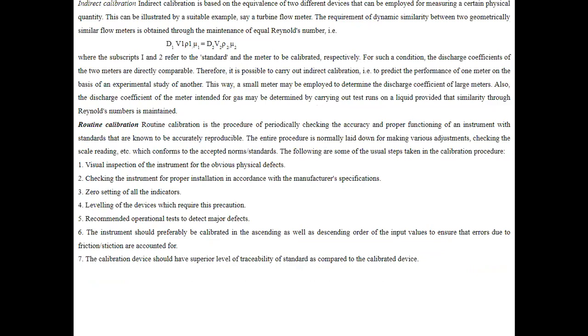Next is indirect calibration. Indirect calibration is used based on the equivalence of two different devices that can be employed for measuring certain physical quantity. This can be illustrated by a suitable example, say a turbine flow meter. The requirement of dynamic similarity between two geometrically similar flow meters is obtained through the maintenance of equal Reynolds number, that is rho 1 V1 D1 divided by mu 1 is equal to rho 2 V2 D2 upon mu 2.